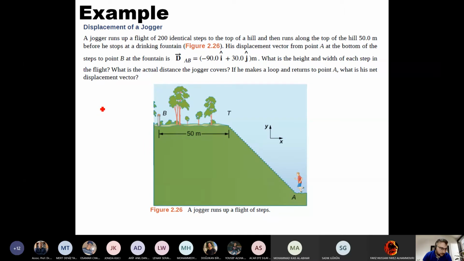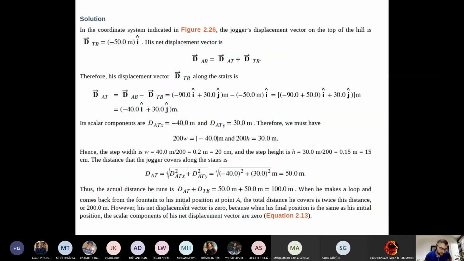And here the fountain. Fountain is here. Okay, so how can you solve it? In the coordinate system, in the figure, his displacement vector on the top of the hill is what?